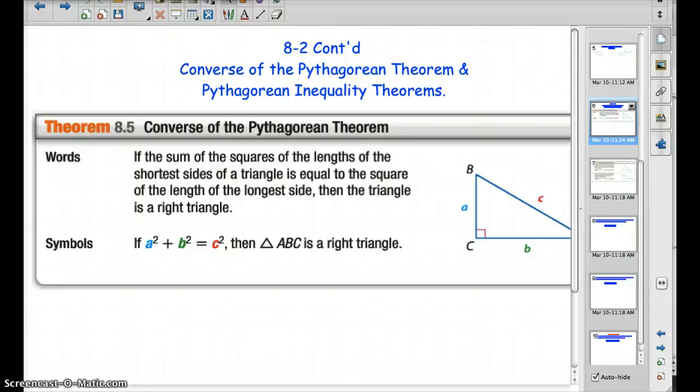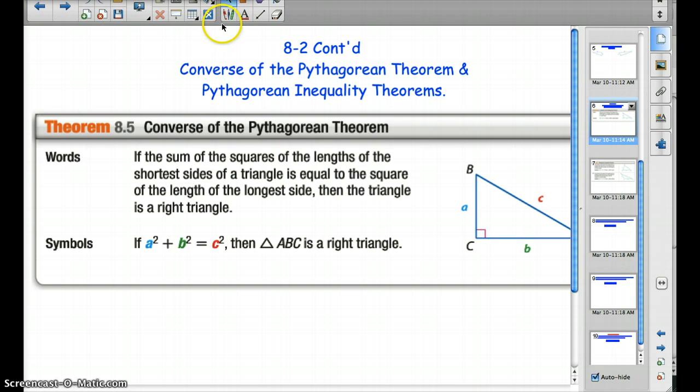Hi, geometry students. This is 8.2 continued, the converse of the Pythagorean theorem and Pythagorean inequality theorems. This is take 2 for Mrs. Davis because I kind of goofed on the last one. So you should already have these theorems written down.